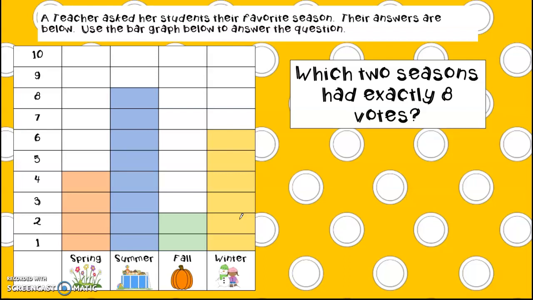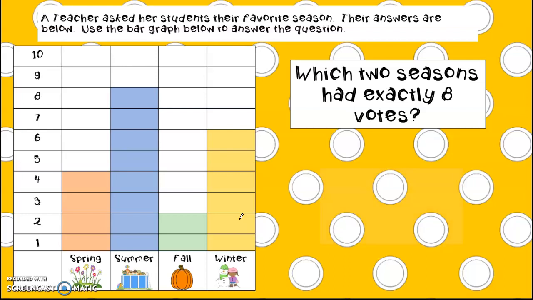Which two seasons had exactly 8 votes? So this one's kind of tricky. You have to look and see what seasons, if you combined their votes, which seasons would make 8. So if you combined their votes, which would make 8? Pause the video to solve.